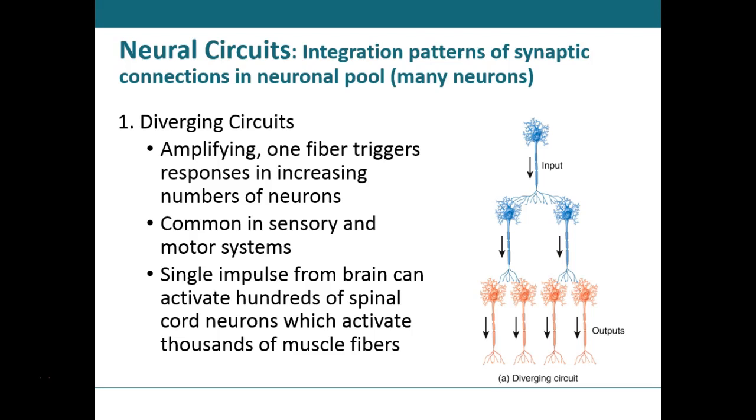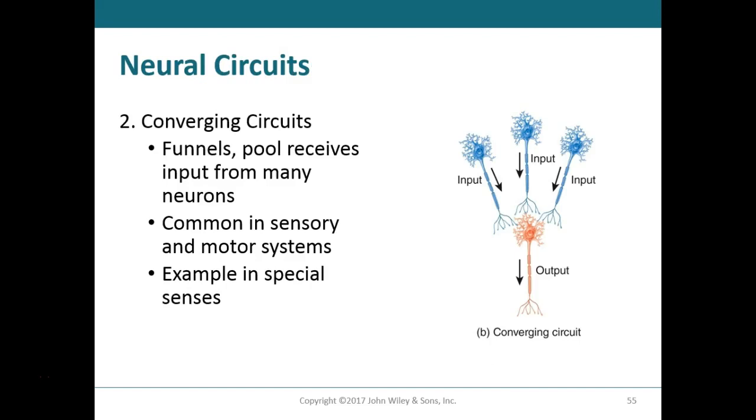So this is very commonly found in sensory and motor systems. So a single impulse from the brain can activate hundreds of neurons, which then can cause thousands of muscle fibers to contract. The second circuit we'll look briefly at is converging, so the opposite of diverging.